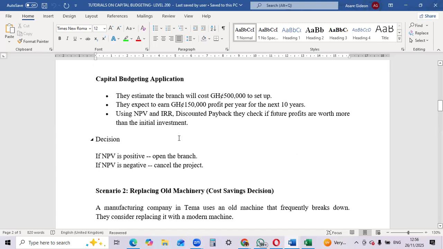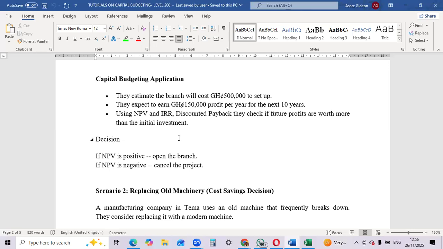Of course, when we start with the deployment of the techniques, we are going to do some analysis, some decision rules. So when the NPV is positive, it means that we have to accept the project, and in accepting the project, it means that we have to open the branch. But when the NPV is negative, we are going to cancel or reject the project, because looking at the cost and the income that we are going to receive, the cost outweighs the income. So when we decide to do that, we are going to run at a loss, right?